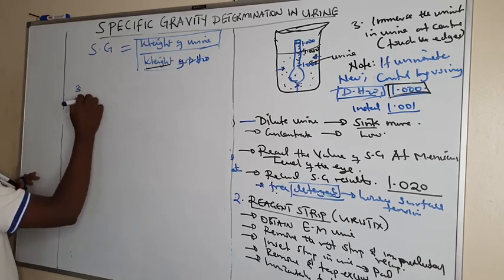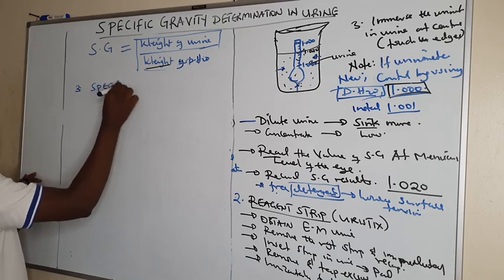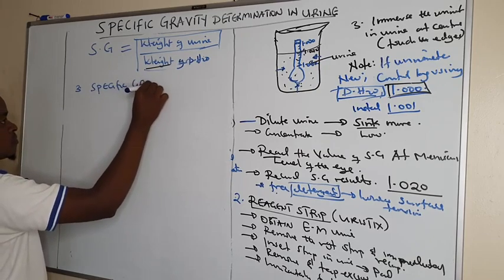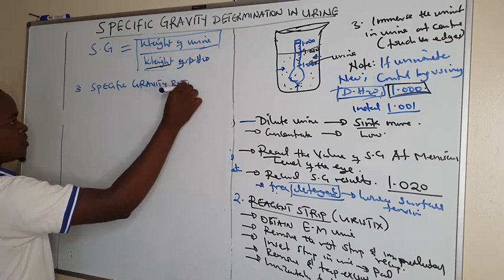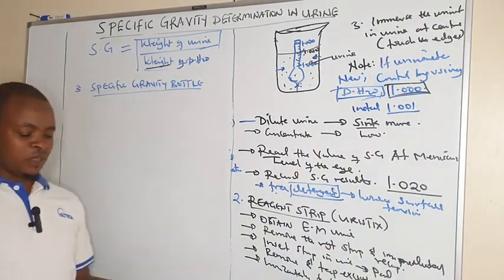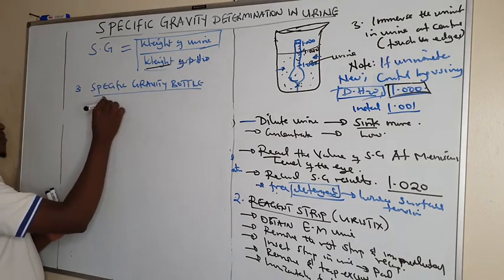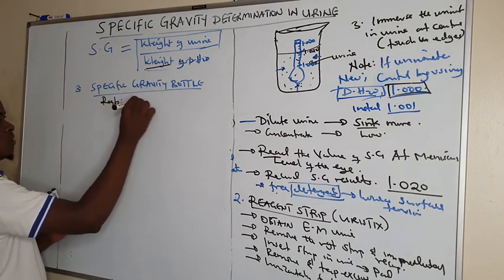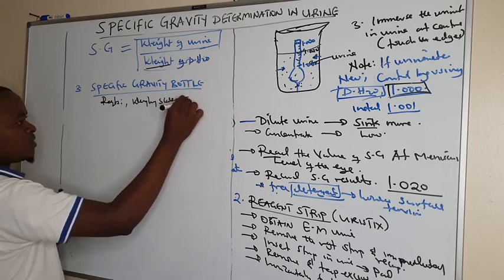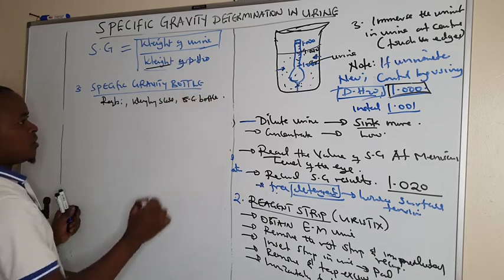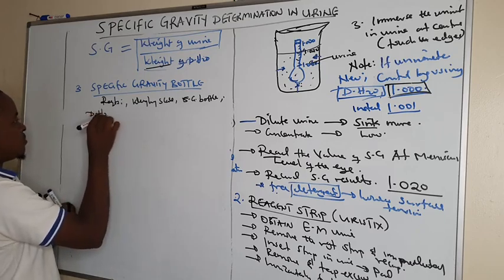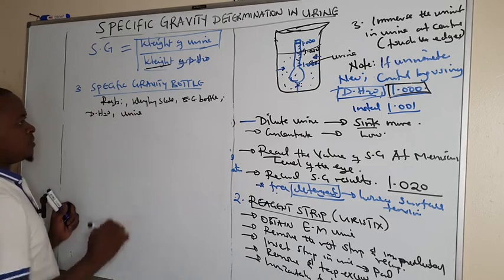So the third method is the weighing method, where we are going to use a specific gravity bottle. And the requirements: we shall need a weighing scale, the specific gravity bottle, distilled water, and urine, early morning urine.